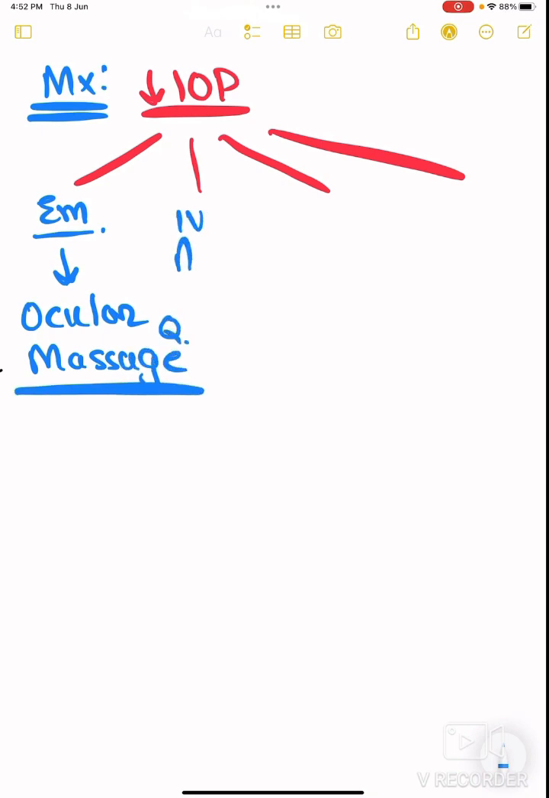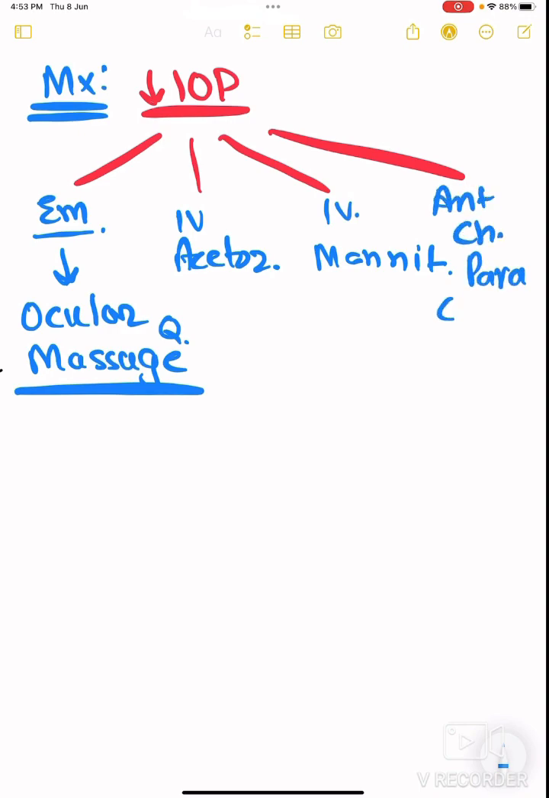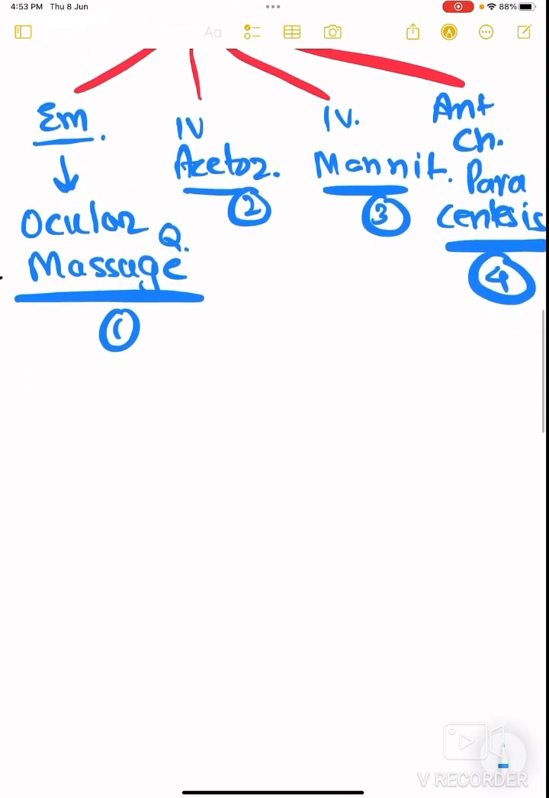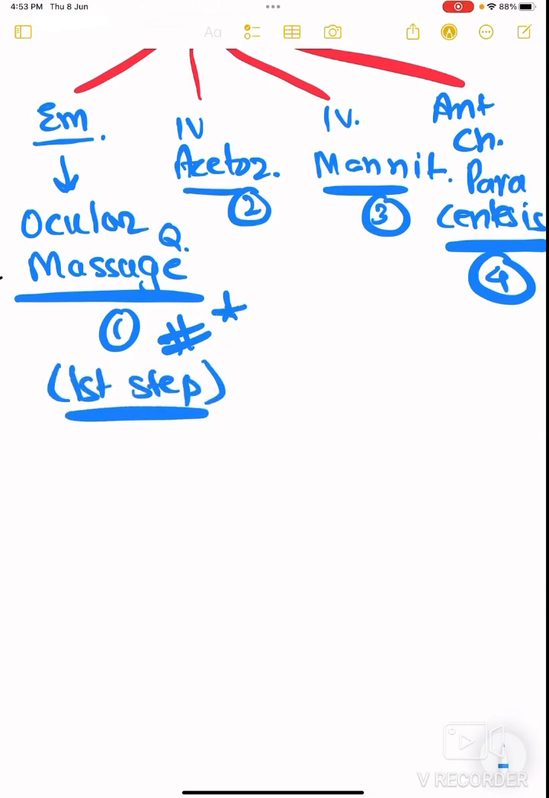Second is IV acetazolamide. Then IV mannitol can also be used. And then anterior chamber paracentesis. So ocular massage, acetazolamide, mannitol, and anterior chamber paracentesis. Most questions have been asked from the ocular massage part, and it is also the first step in the management of central retinal arterial occlusion.